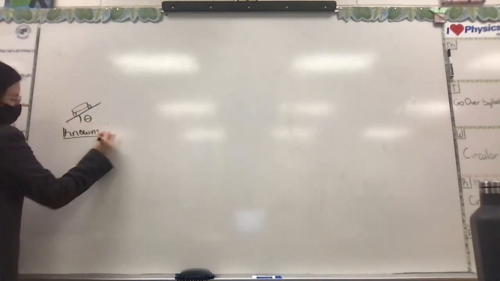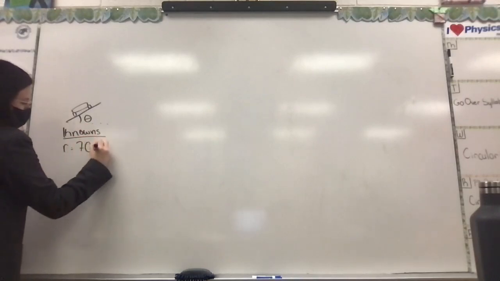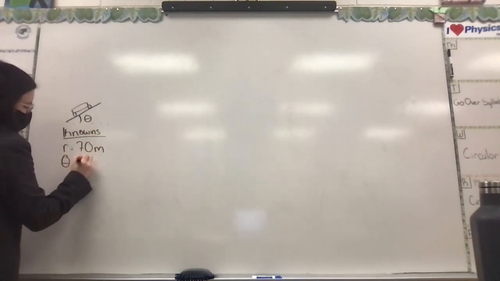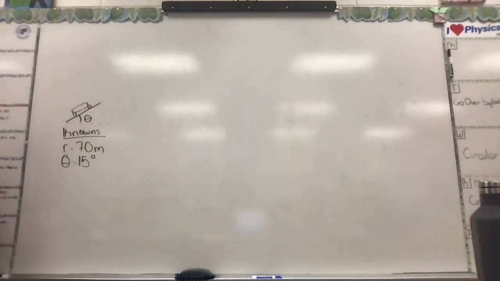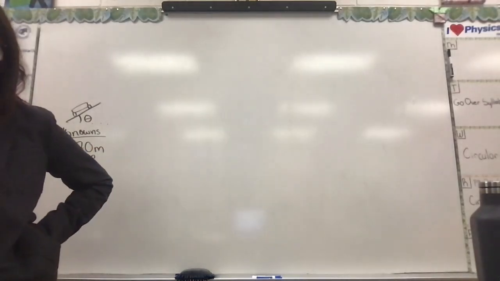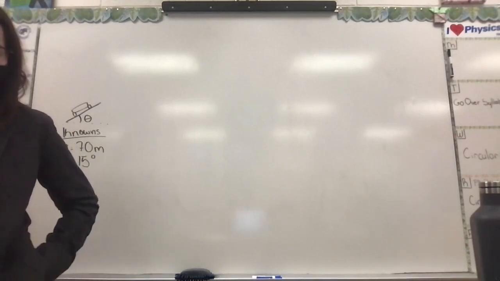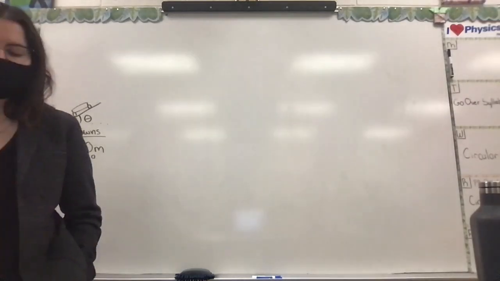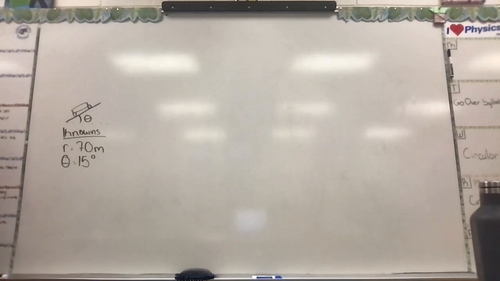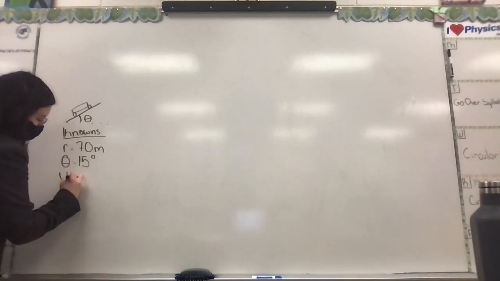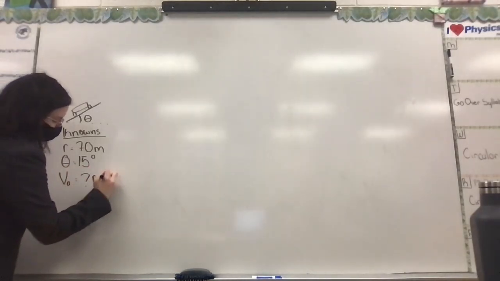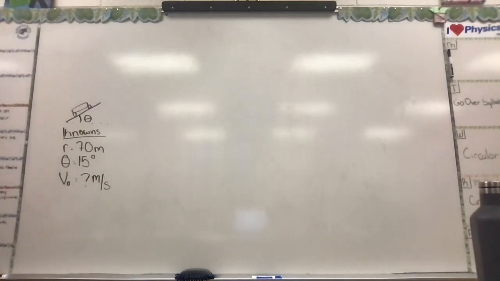So let's start our knowns. We got a radius of 70 meters, and theta is 15 degrees. So it's inclined at 15 degrees. We want to know at what speed, or we'll call it V naught, can a car take this curve without assistance from friction? So we want to know what speed we need to go at so that we don't need friction. Let's say maybe we don't live in Georgia, and the road is completely iced over.